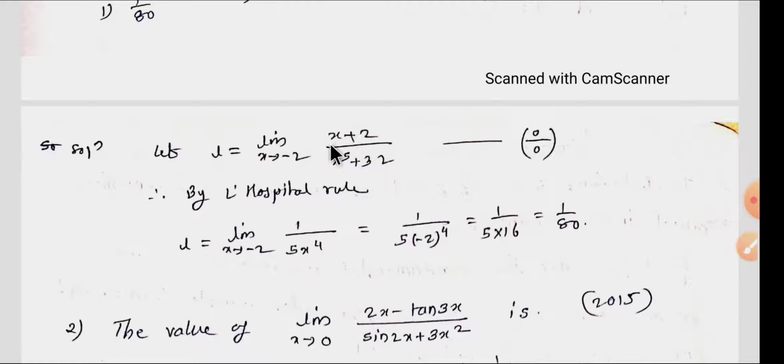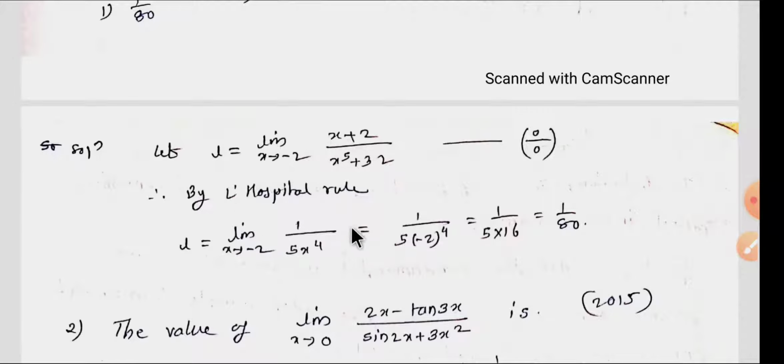L'Hospital rule is differentiating the numerator and denominator separately. Therefore let us consider L equal to the finite value, that is, the limiting value. L equals limit of x tends to minus 2 of (x plus 2) by (x raised to 5 plus 32), which is of the form 0 by 0, because as x tends to minus 2, if you substitute x equal to minus 2 here, it becomes 0 by 0.